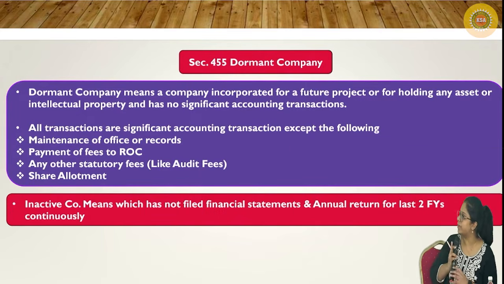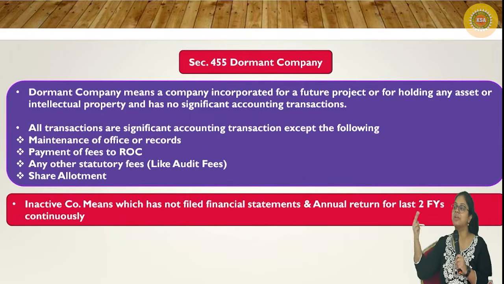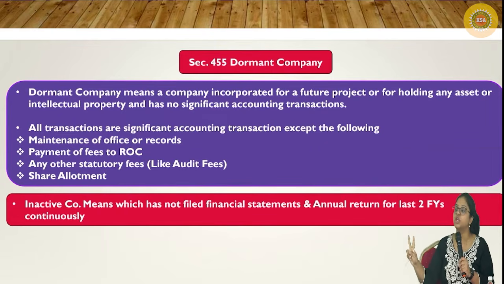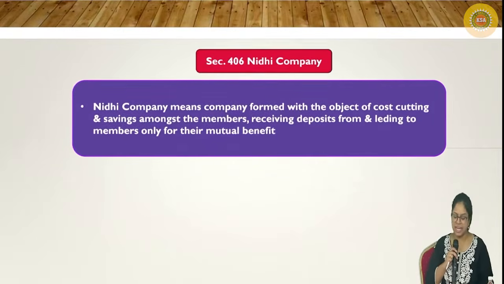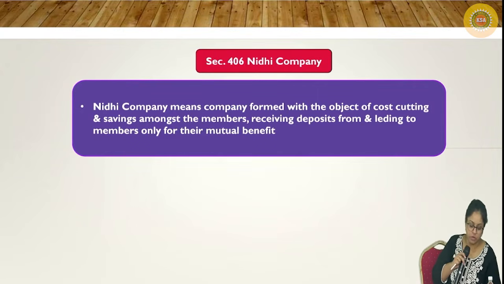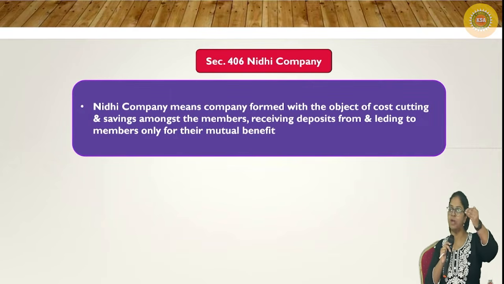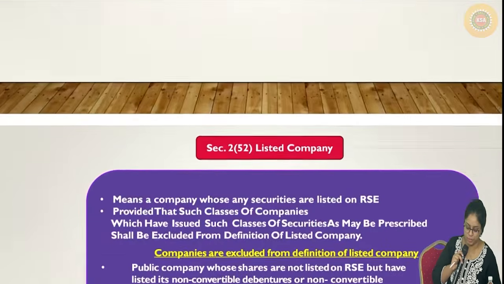A dormant company is one which is formed for a future project. Otherwise, if you do one more thing also, you will get the status of dormant company. If you have not filed your financial statements or annual returns consecutively for a period of 2 years, then also you will become an inactive or a dormant company, right? And the last type of company that we studied was Section 406, a Nidhi company. A Nidhi company is basically a company formed with an objective of cost cutting, in which the members pool money together and lend to the members itself, right? That is a Nidhi company, not so important.